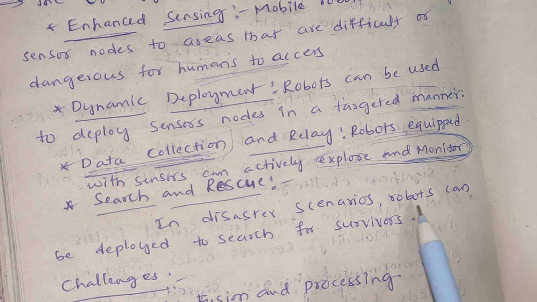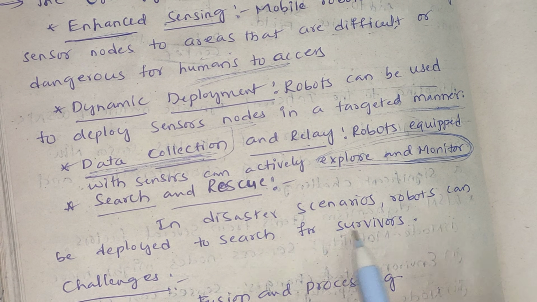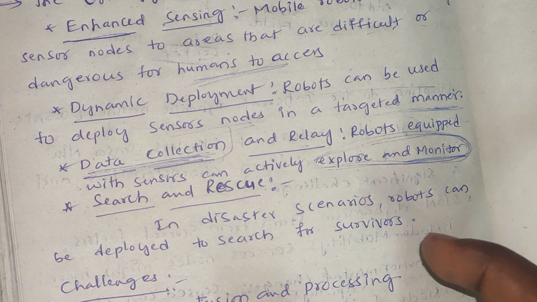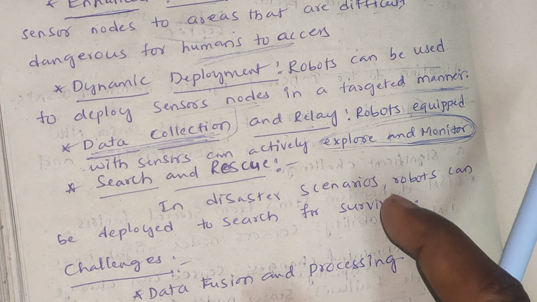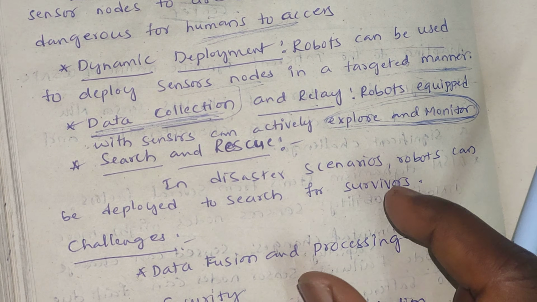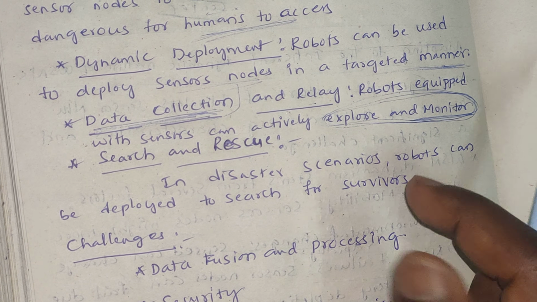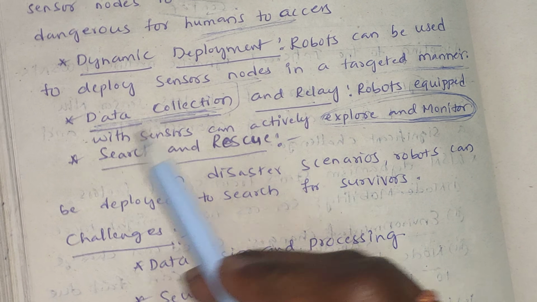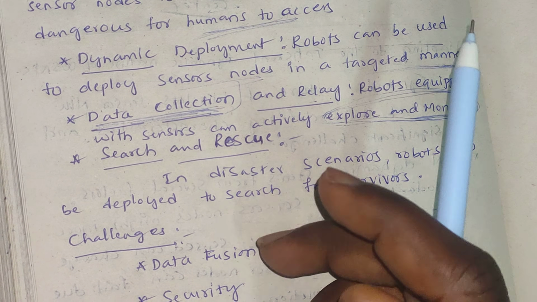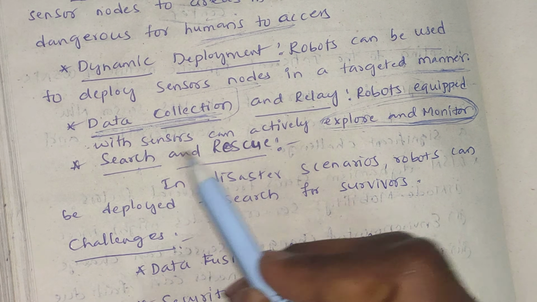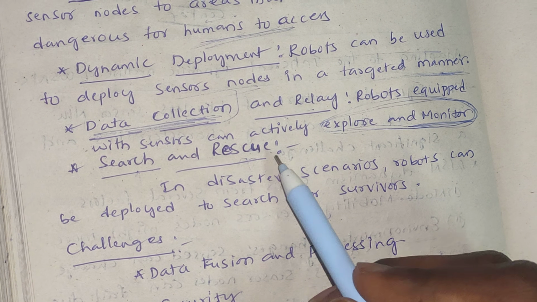In disaster scenarios, robots can be deployed to search for survivors. There are some disaster scenarios where humans may or may not be able to enter those areas. In those areas, the robot will go, because it is a robot, not a human. So that robot can search, and that robot can take the risk.